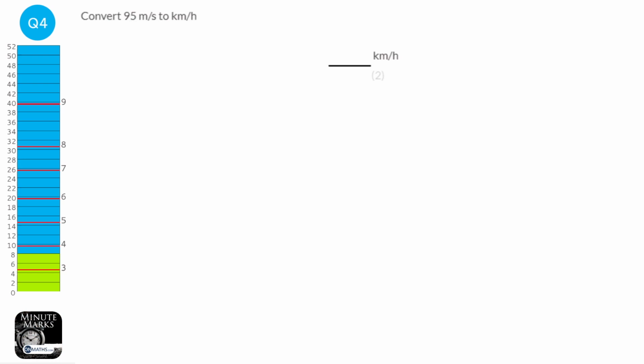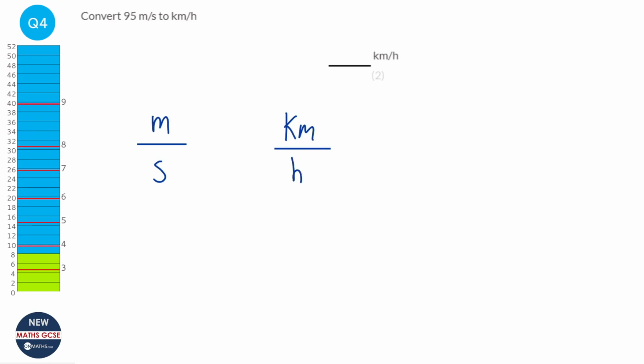So for this question, we need to understand that the units we currently have are in meters per second, and the units we want to convert them to are kilometers per hour. Now to convert the meters part is quite easy, because all we need to do is divide by 1,000, and when you divide the top of a fraction by 1,000, all you do is divide the whole thing by 1,000.